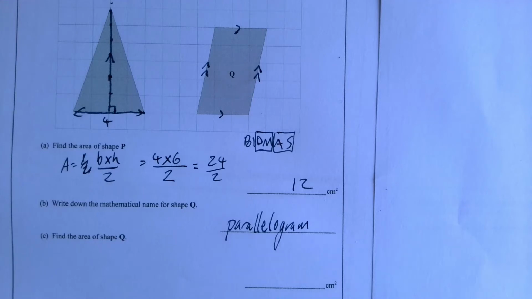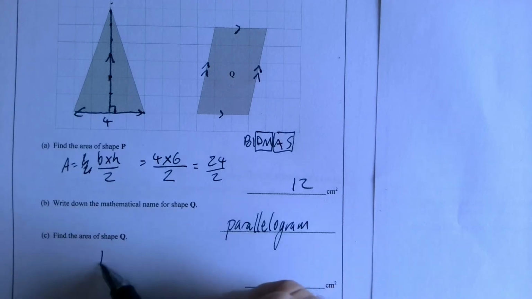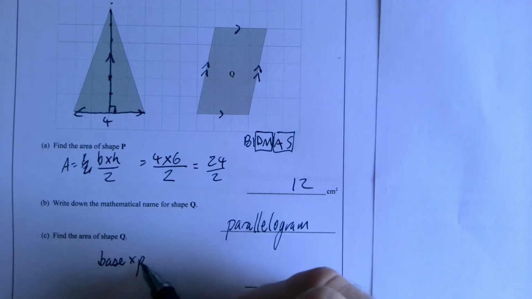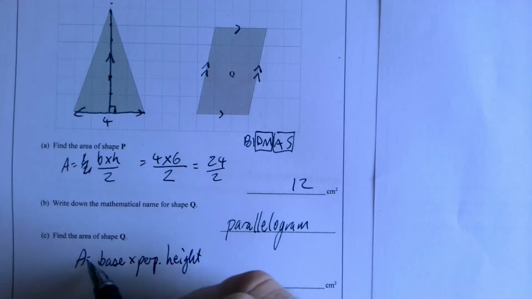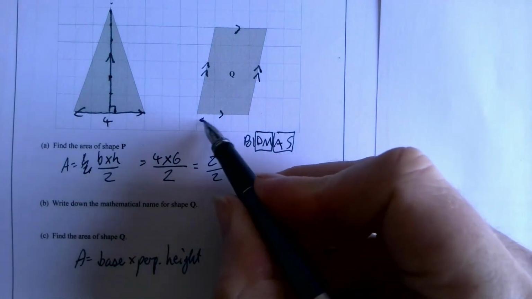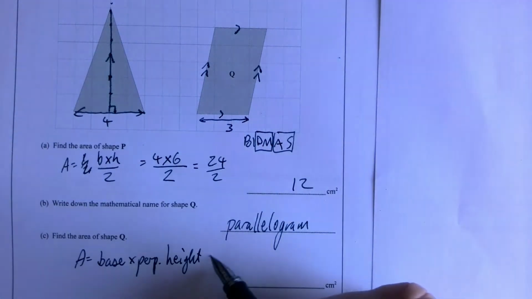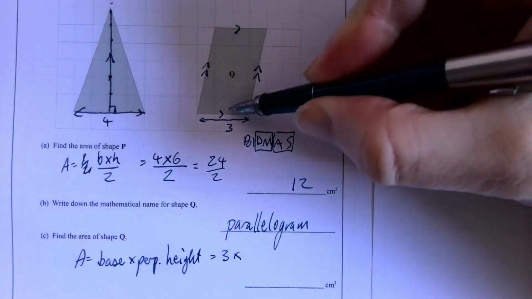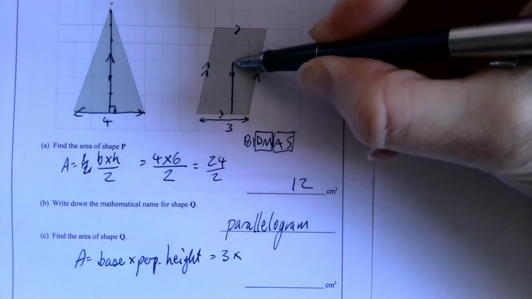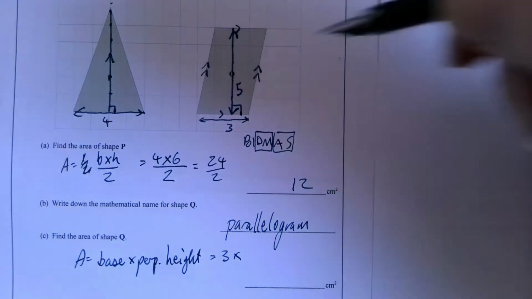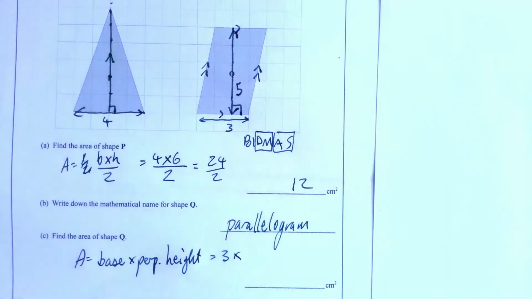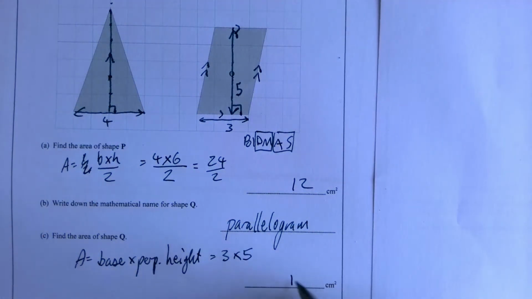Next question. Find the area of shape Q. Well, that is base times perpendicular height. So it's actually a little bit simpler. The base is that 3 there, and the height is 1, 2, 3, 4, 5, because there's your right angle. So it's how high it is, not the length of that sloping side. So 3 times 5, which is 15 centimeters squared.